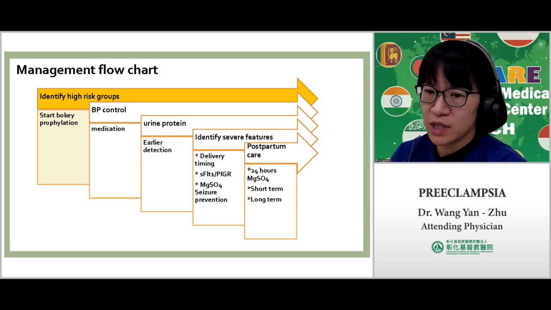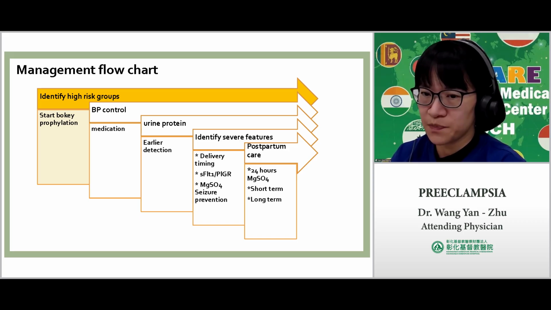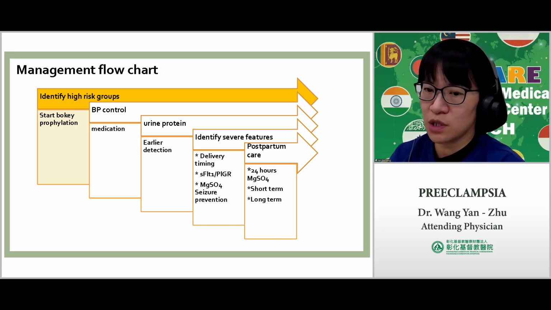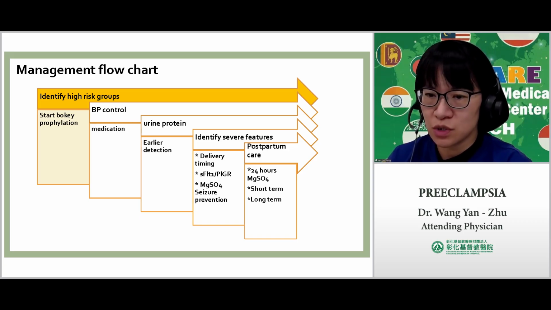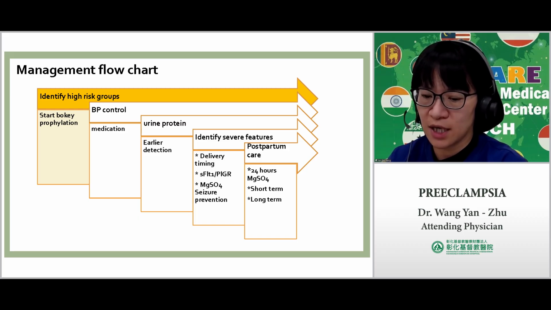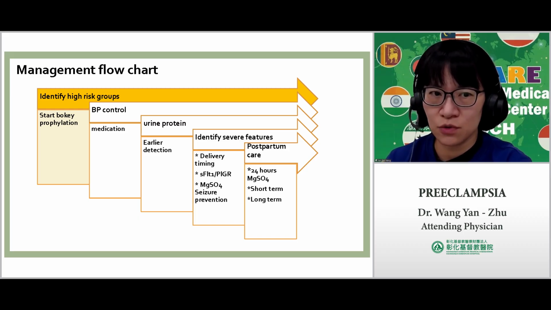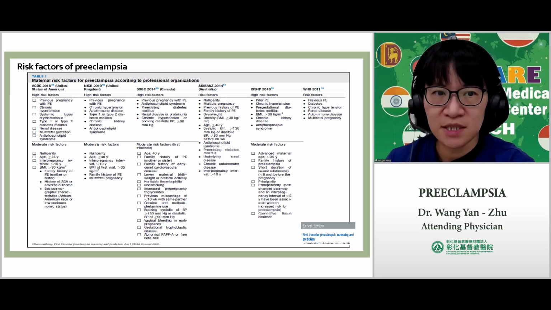But maybe we can have a patient that has postpartum new onset preeclampsia. We call it postpartum preeclampsia. So that covers the short-term care and long-term care of all these preeclampsia groups. So now let's see what the risk factors of preeclampsia are.